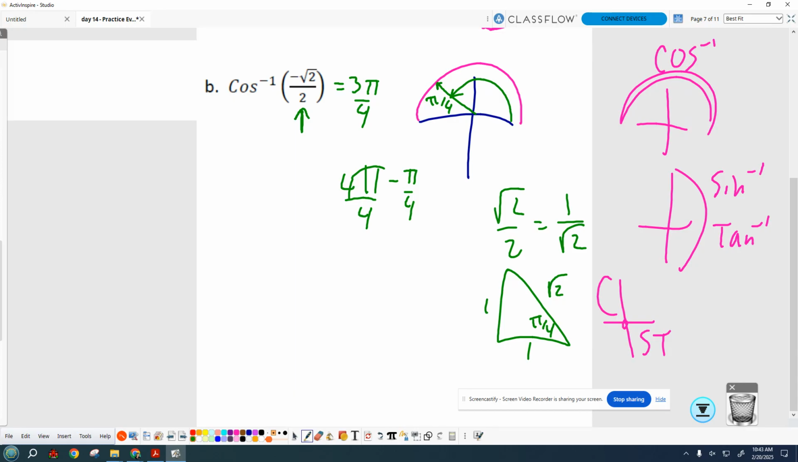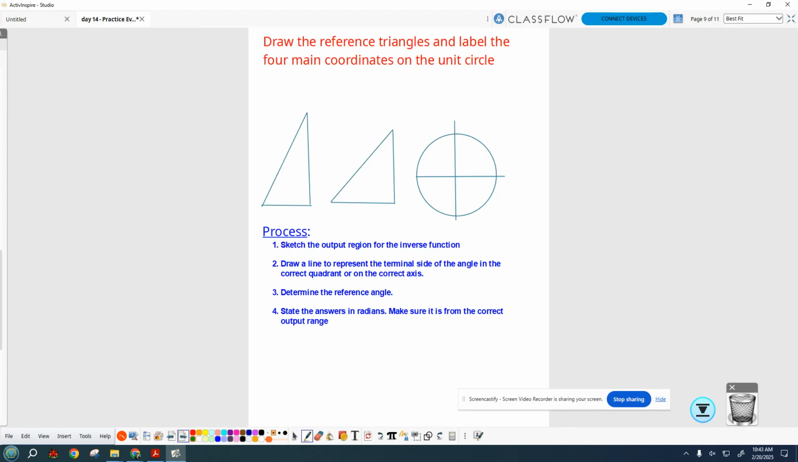Okay, so I'm gonna hand out the worksheet. First thing on the worksheet is to draw the triangles and the plus sign again. Why? Because you need to know it. So it's cosine and then col and then sine and tangent. Yeah.